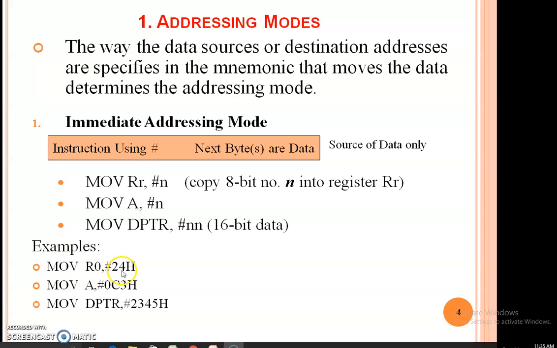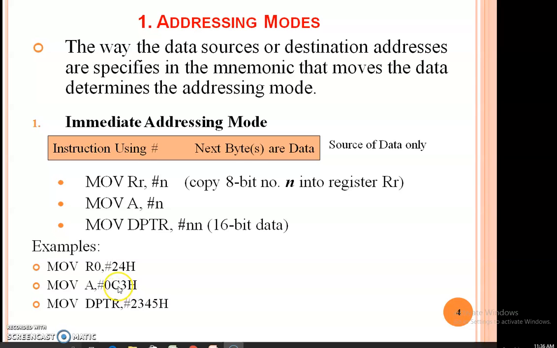Two digits of hexadecimal means that is 8-bit data. If it is 4 digits of hexadecimal, that is 16-bit data. So I am moving 24H to R0. Next, C3H. Actually hexadecimal has 0 to 9 and A to F, so F means 15. Hexadecimal numbers go from 0 to 15.